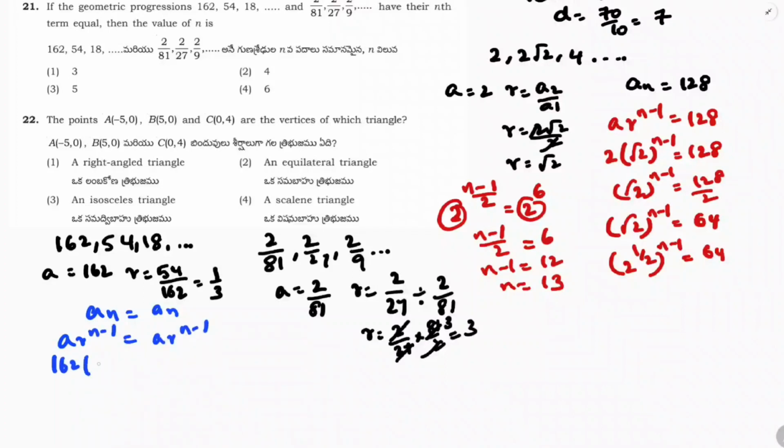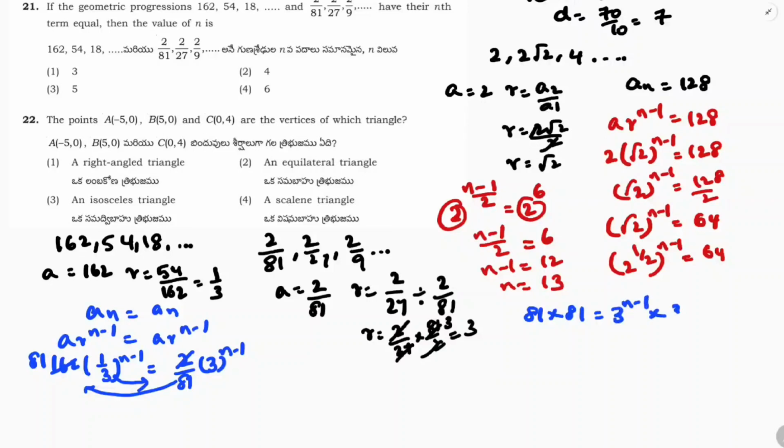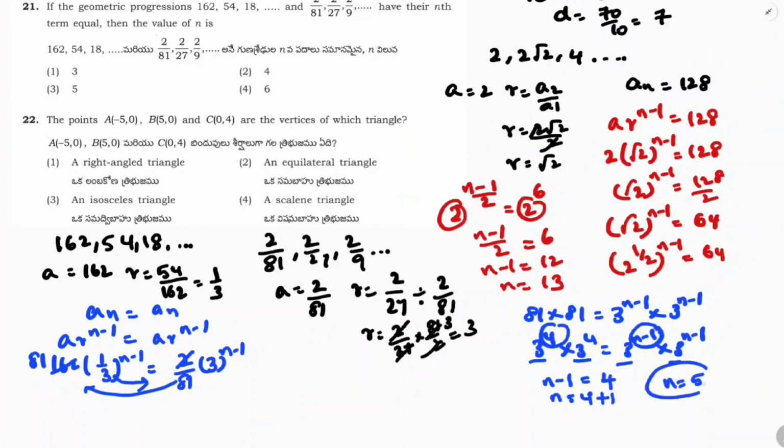Here a is 162 and r is 1 by 3. Here a is 2 by 81 and r is 3. Now, 2 times 81 on the left, and this 81 also we transpose, 81 into 81. This 3 power 1 we take to the right side, 3 power n minus 1, and already you have 3 power n minus 1 here. So 3 power 4 equals 3 power n minus 1. Both are the same base, so directly you can equate n minus 1 equals 4, n equals 4 plus 1, so n equals 5. The detailed explanation of this problem I'll give in the link in the description. So n is 5, so the correct option is 3.